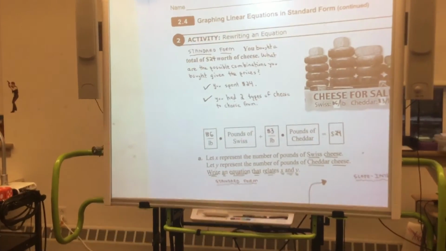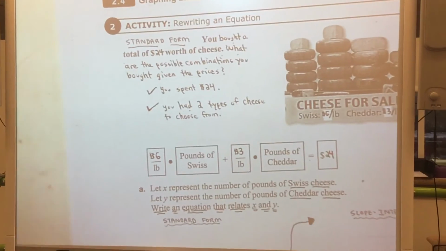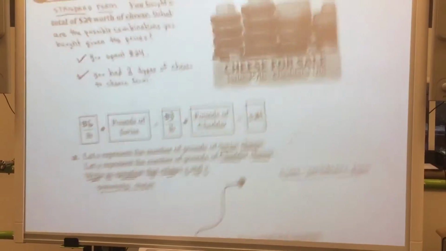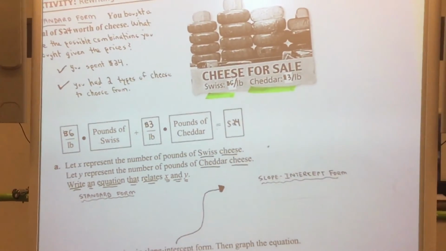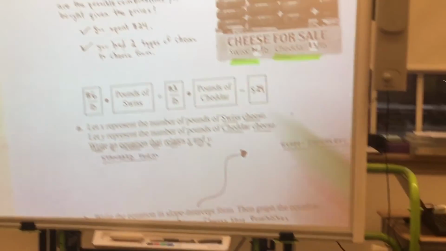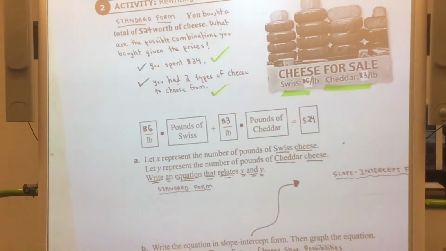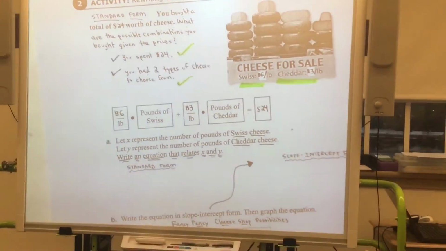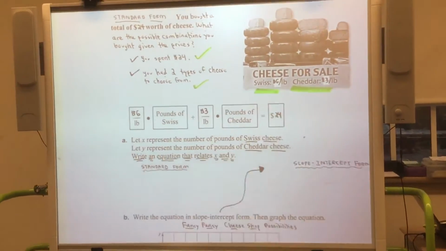All right. Another example. You bought a total of $24 worth of cheese. You must have been having a party, I guess. What are the possible combinations you bought given the prices? So we got cheese for sale, we got Swiss and cheddar. It's an expensive cheese place, looks like here. You spent $24, you had 2 types of cheese to choose from. So there's some combinations therein. Okay? Everybody say fancy cheese. Fancy cheese.